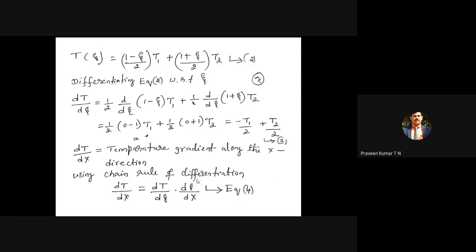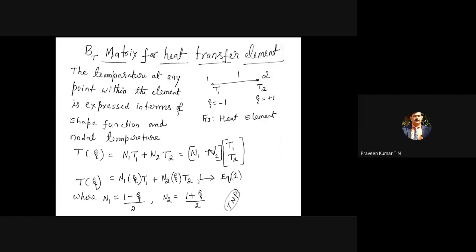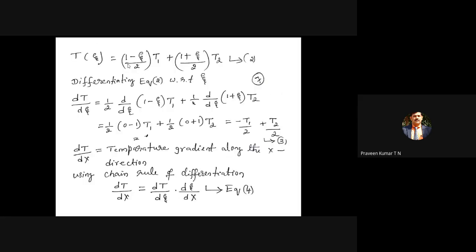Now you are substituting the values of N1 and N2. We have already derived the equations for N1 and N2. So once you know the values of N1 and N2, substitute them, and then you will get this equation. This is the equation for temperature in terms of xi.